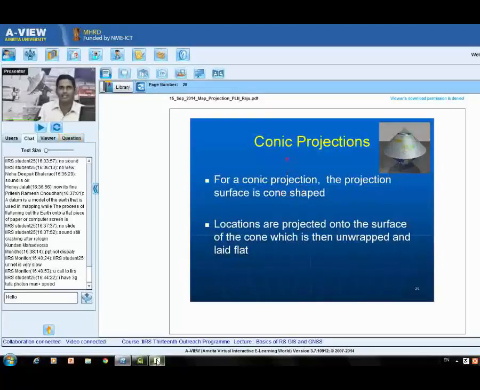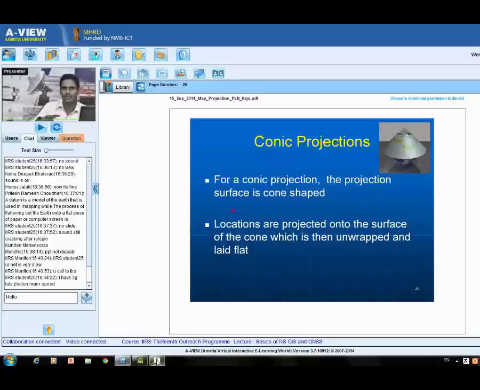The third projection is, we talked about azimuthal planar projection, we talked about the cylindrical. So, the third projection we are talking about is the conic projection, where the projection surface is cone shaped. So we put a cone instead of our cylinder or a plane.